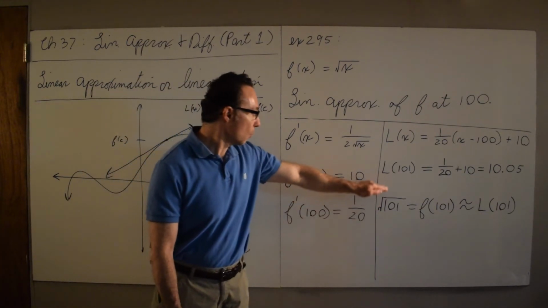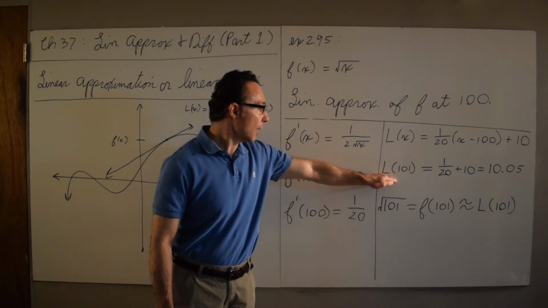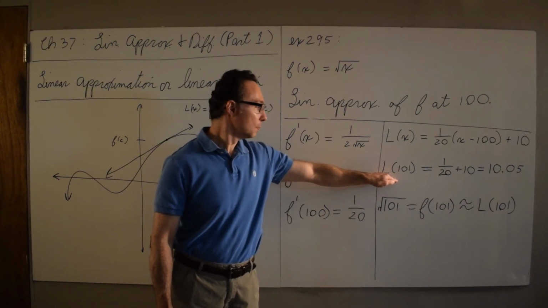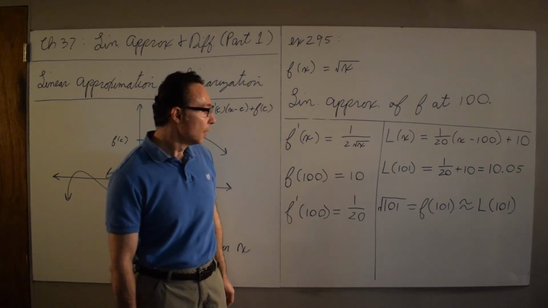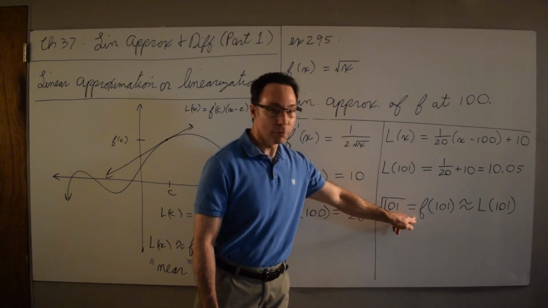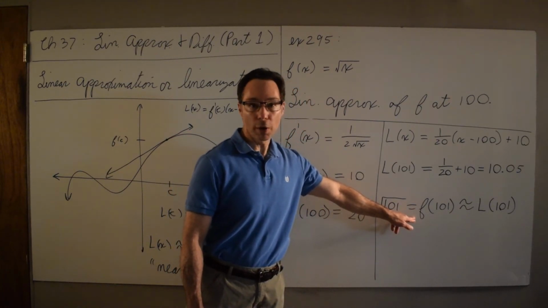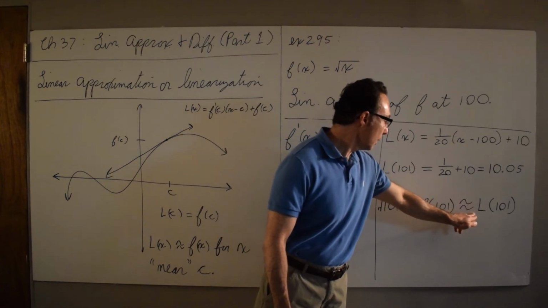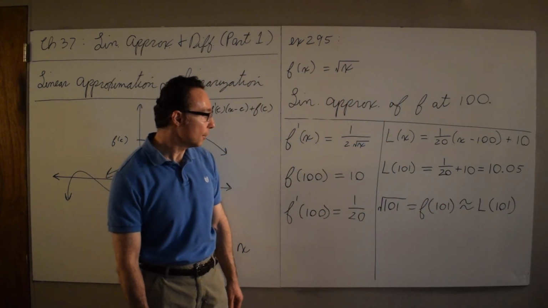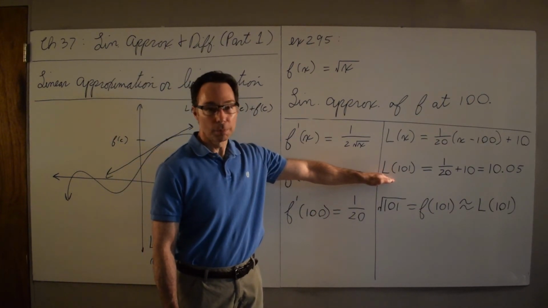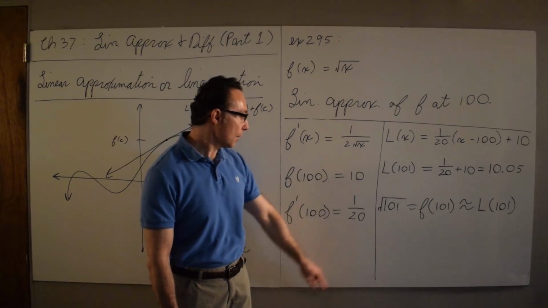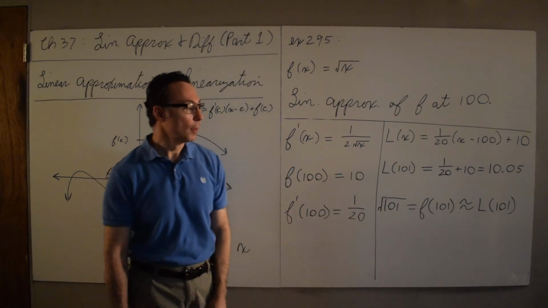So we substitute 101 into L. So L of 101 is 10.05. Now, the square root of 101 is f of 101. F of 101 is approximately L of 101. L of 101 is easy to calculate. We did that without a calculator. We said L of 101 is 10.05, and that's approximately the square root of 101.